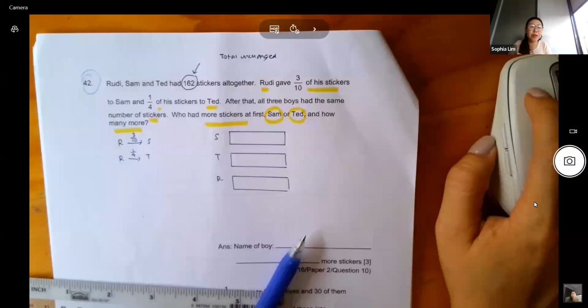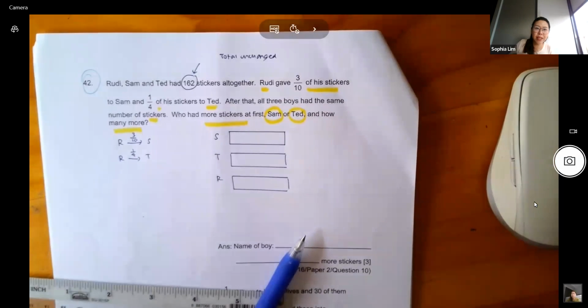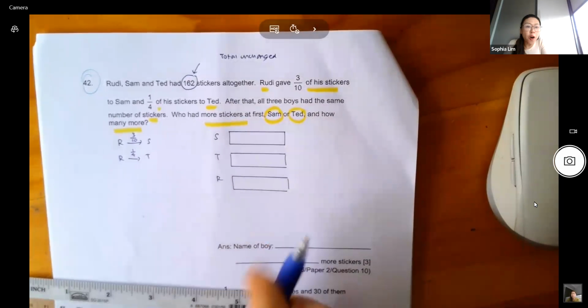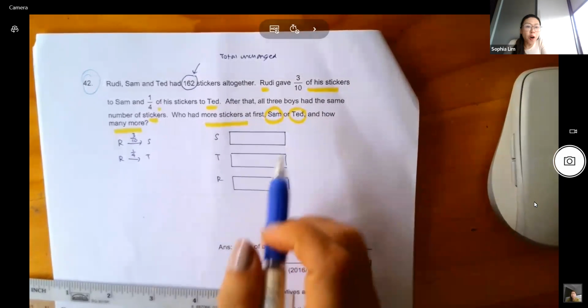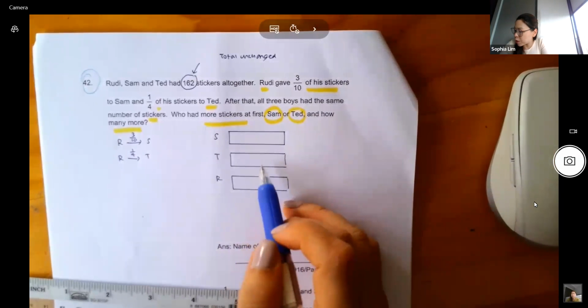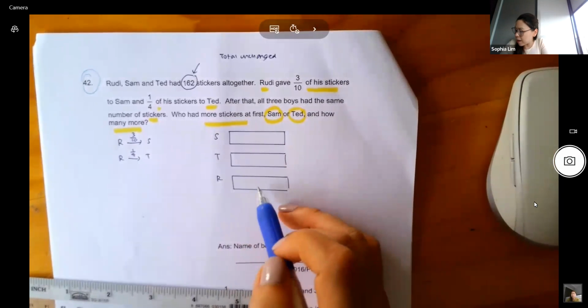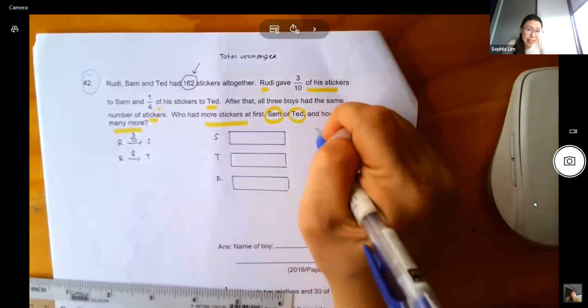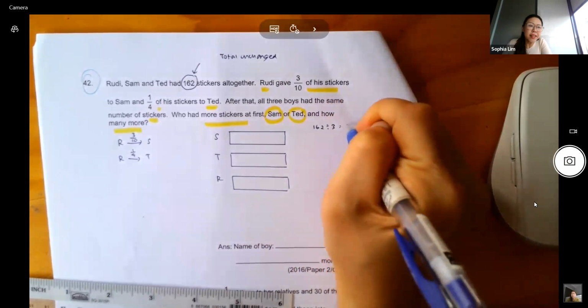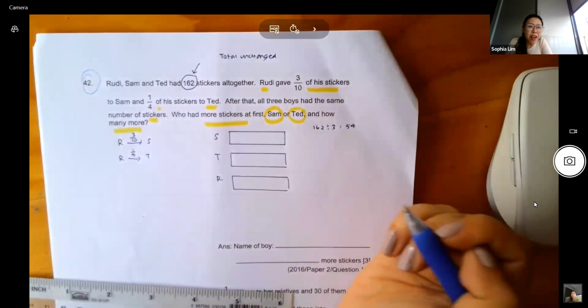So sorry, there were a few seconds when it went silent because I went out to take something. So let me continue. Take note, all three of them have the same number of stickers at the end. And some of you may even divide by 3 to know that at the end, they all have 54 stickers.